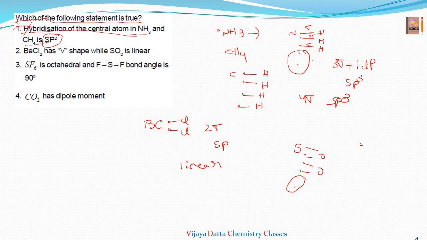1 lone pair. So here, 2 sigma bonds plus 1 lone pair, so hybridization is sp2. If sp2, that is a trigonal planar shape, but he has given SO2 is linear, so it is also a wrong statement. BeCl2 is the linear shape because of its hybridization. sp hybridization is linear, sp2 trigonal planar, sp3 tetrahedral and sp3d trigonal bipyramidal.